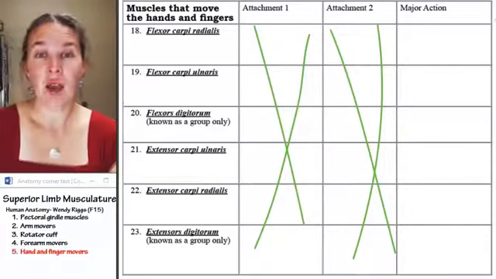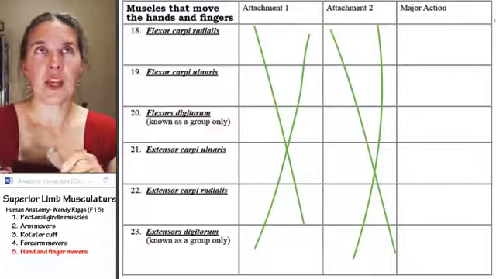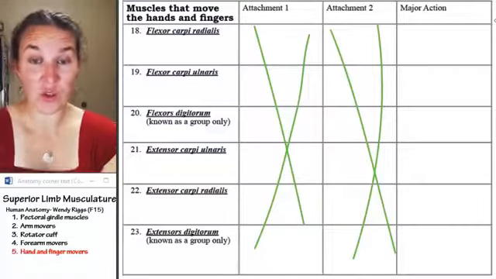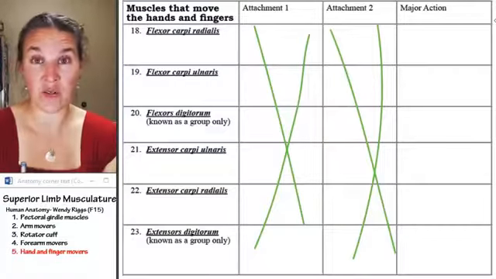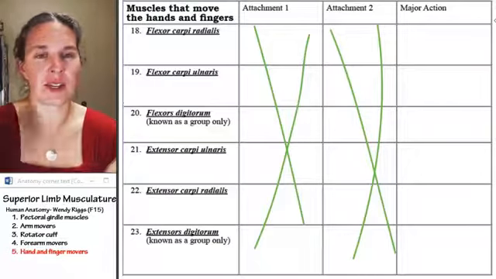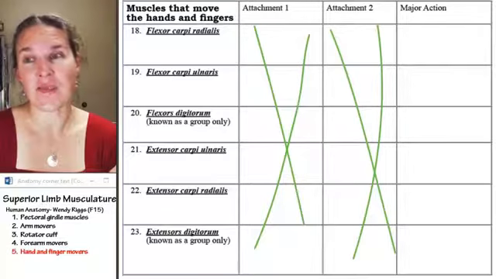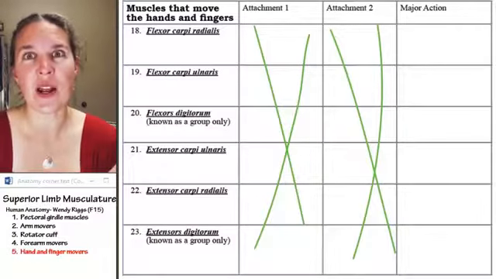But you will have to identify these guys on our cadavers. So you will have to orient yourself to where they are, which is plenty. And then you do have to know their major action. However, here's the incredible thing.